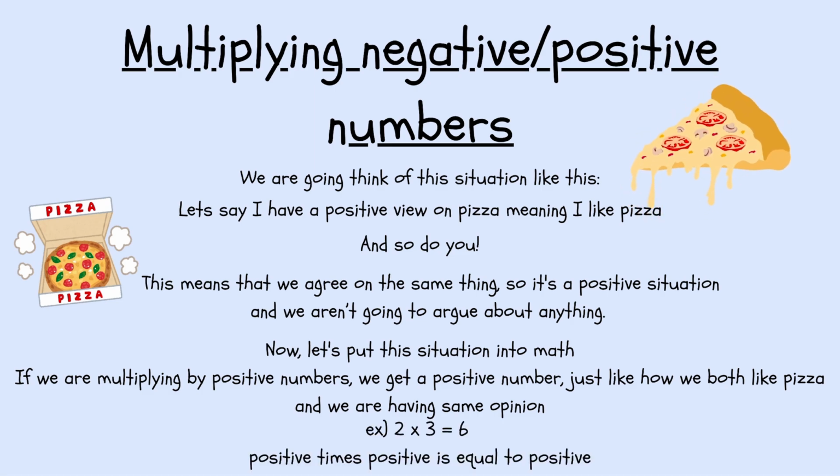For example, positive 2 times positive 3 will give you positive 6 because a positive number times a positive number is equal to another positive number.